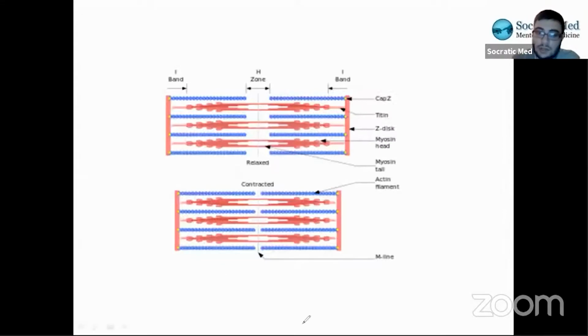So here, you think this is the length of the Z line, and now it's here, and now it's smaller, because these are the Z lines. But the Z line, this is not the Z line. This is the sarcomere length. The Z line is this. This is a Z line. This is a Z line. And then in the end, this is a Z line.